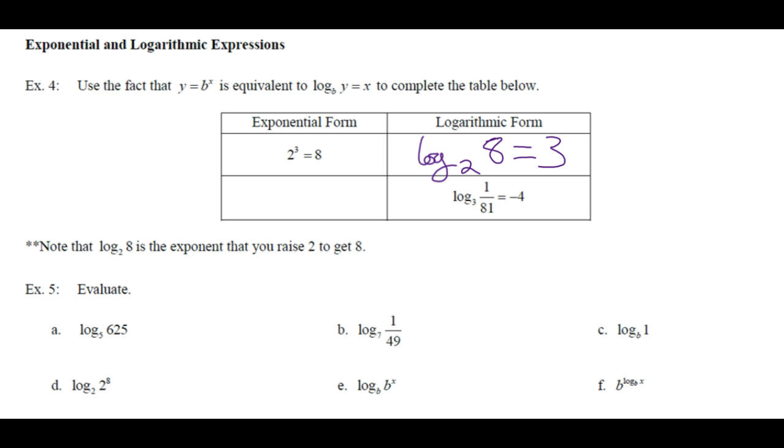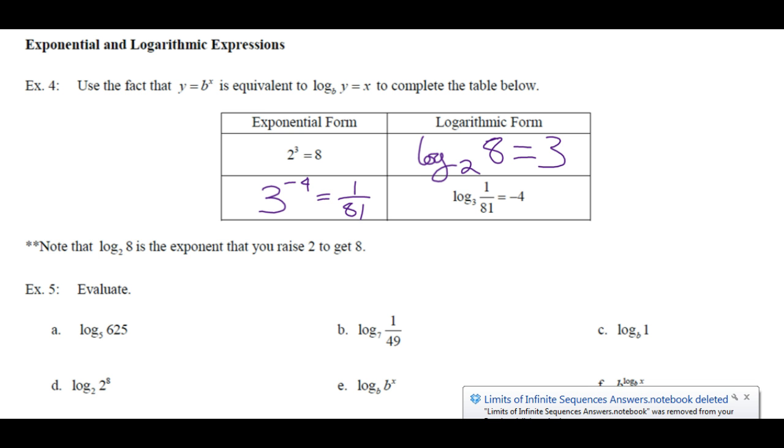Okay, if I have log base 3 of 1 over 81 equals negative 4, then in exponential form, what's my base? Okay, base is the base, right? What's my exponent? Negative 4. Remember, a log is an exponent. That's all a log is. I mean, you learned that last semester or year, right? What's a logarithm? It's an exponent. What exponent? It's the exponent you raise the base to.